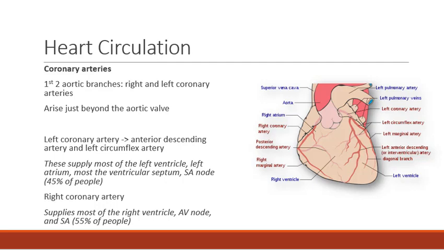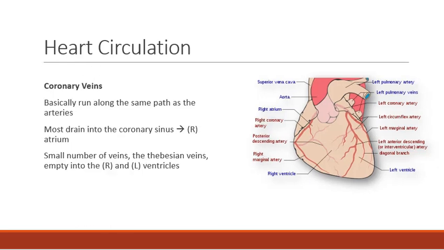The left coronary artery proceeds to the anterior descending artery and left circumflex artery. These supply most of the left ventricle, left atrium, most of the ventricular septum, and the SA node in about 45% of people. The right coronary artery supplies most of the right ventricle, the AV node, and the SA node in 55% of people.